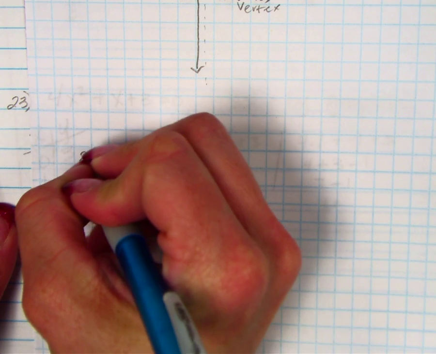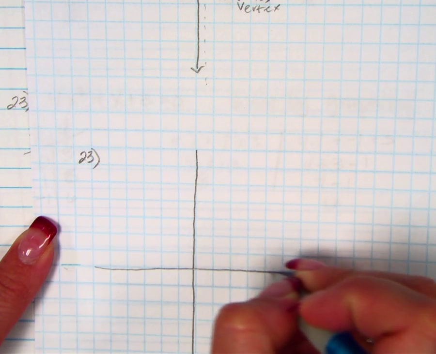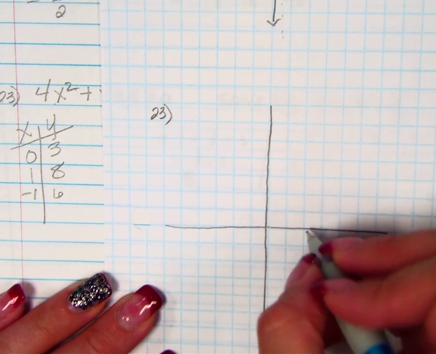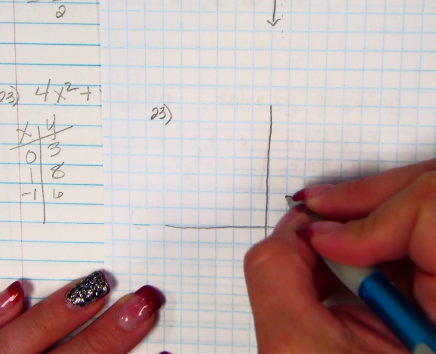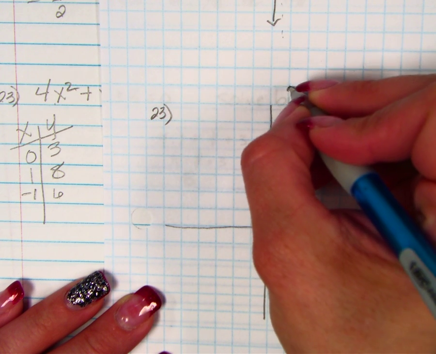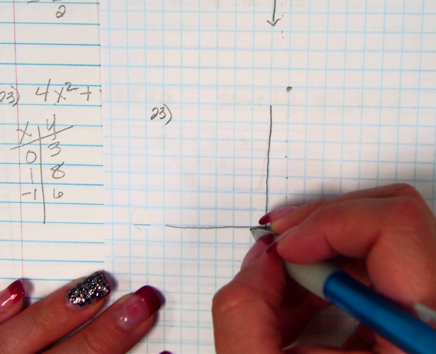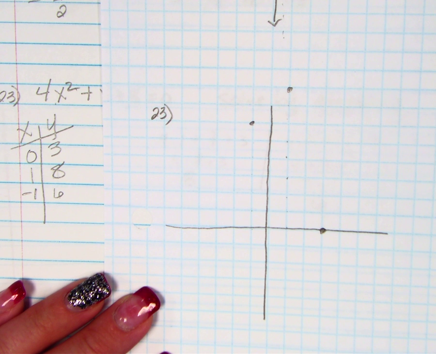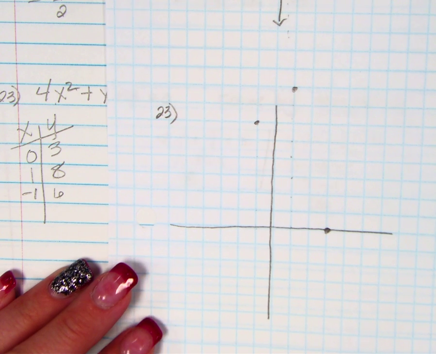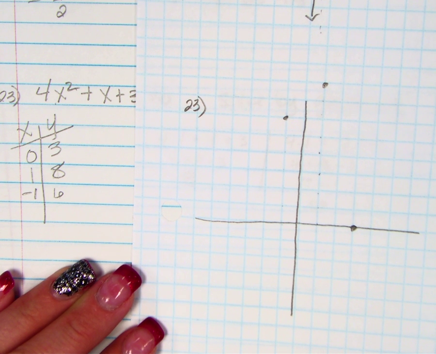23. We have the point 0, 3 here. We have the point 1, 8 here. We have the point negative 1, 6. Uh-oh, doesn't look like a parabola. We must have done something wrong. It can be a tilted parabola. It happens. The tilted parabola is going up and to the right.